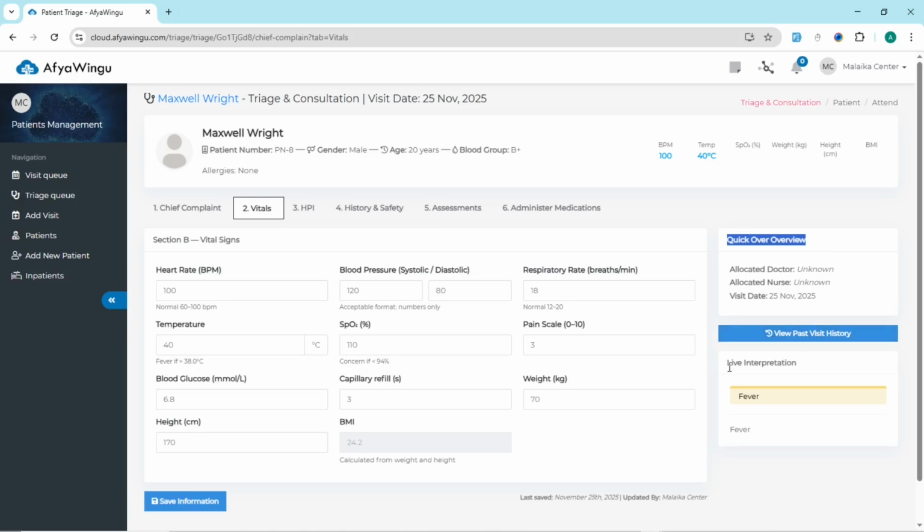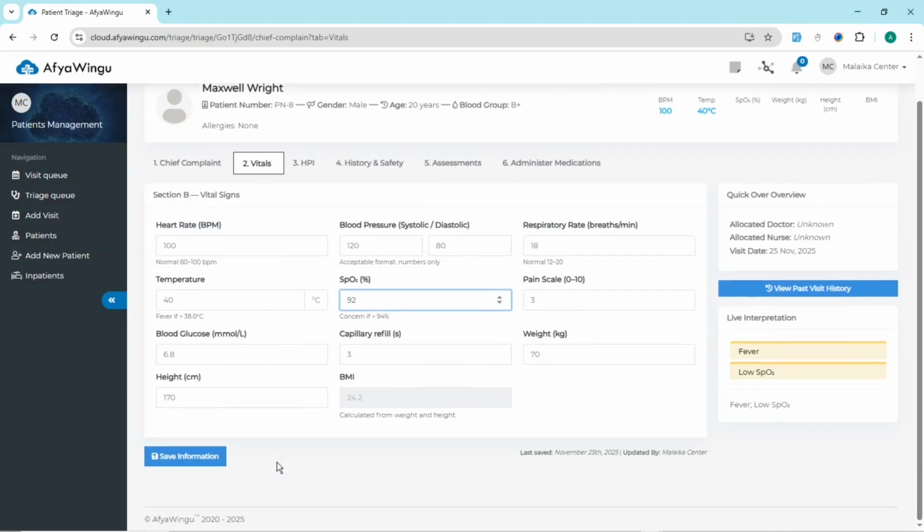12. Live interpretation panel, right side. As you enter vitals, the system updates the live interpretation box on the right. In this example, it's flagged fever because temp equals 40 degrees Celsius, low SpO₂ because SpO₂ equals 92%, hypotension because BP may be low, though not shown here. These are automatic alerts, helping you spot red flags even before you finish the form. This feature is especially useful during busy shifts or for less experienced staff.